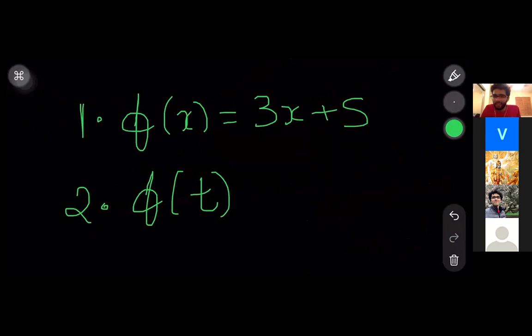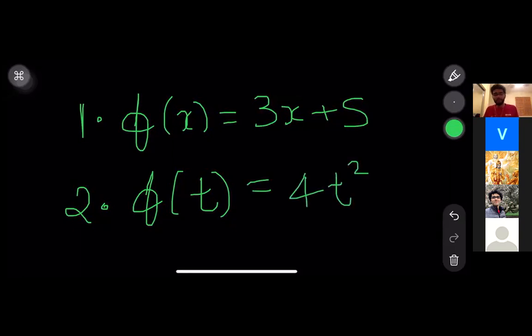It doesn't have to be x or whatever. That's just what you call it. I would like you to get used to using different variables. Let's say f of t equals 4t squared. These are the two problems that I would like you to try before we meet next time. And then we will see what goes on from there.